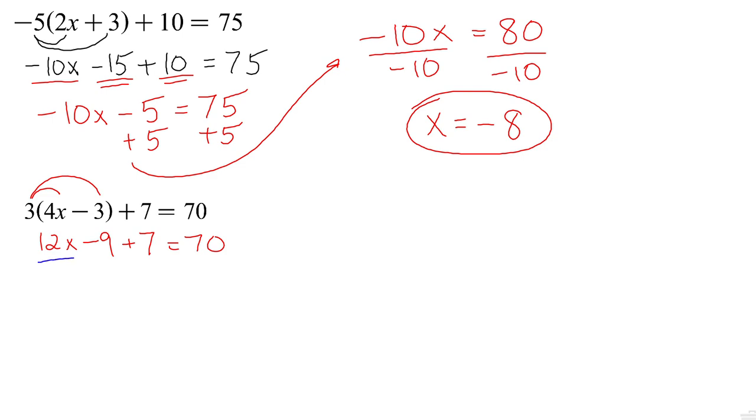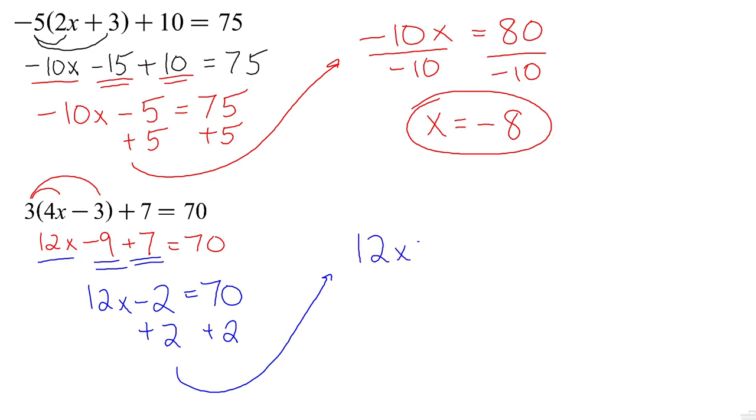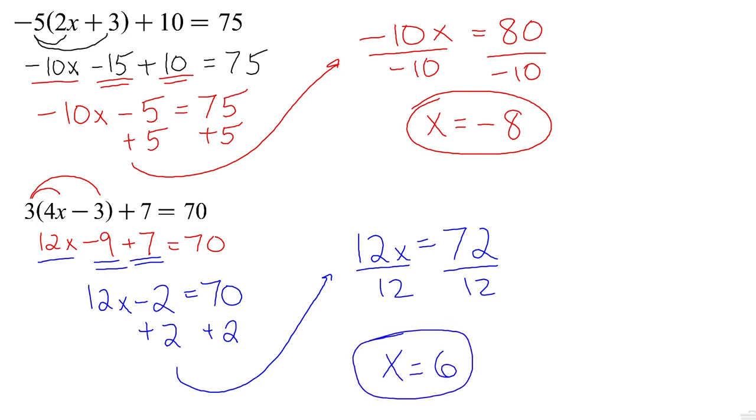Combine your like terms. No like terms with the 12x, but we do have 2 different constant terms that will combine together. So 12x, and then minus 9 plus 7 is minus 2. It still equals 70. When we add 2 to both sides, we end up with 12x equals 72. And then you can just divide by 12 to get x equals 6. And that's how you solve linear equations using the distributive property.